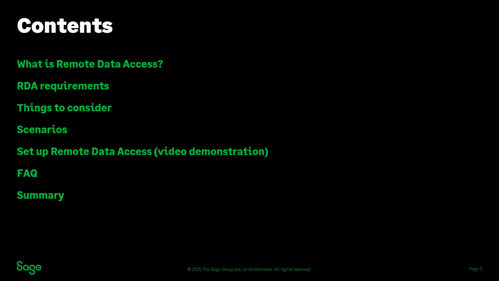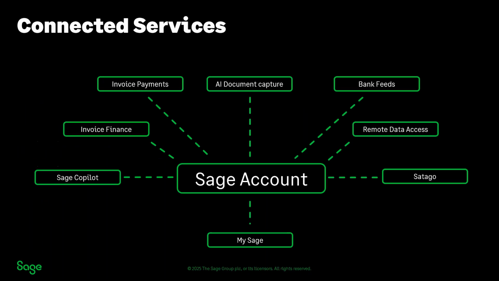What we'll do now is move on to the next section. We're going to talk a little bit about connected services. Some of you may not know what connected services are, or how to use them. The main thing with remote data access is that you need to have a Sage account to be connected. You may already have a Sage account without even realizing it. In cases where you might have Sage Copilot, you might already have a Sage account connected.